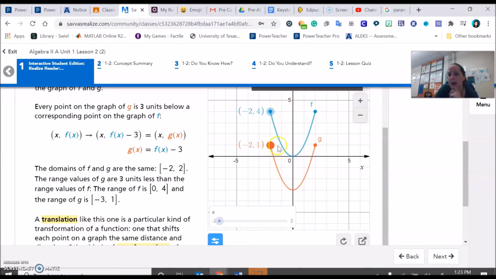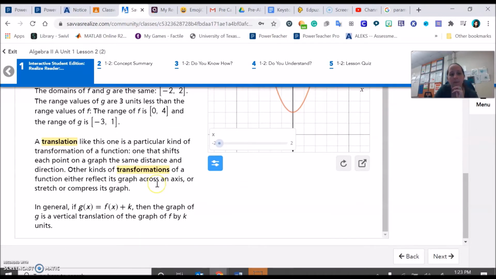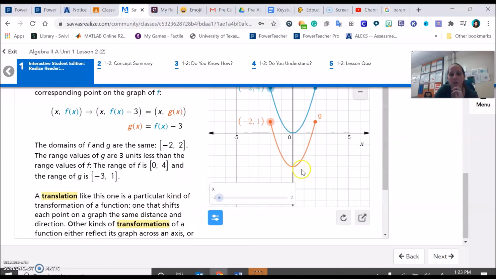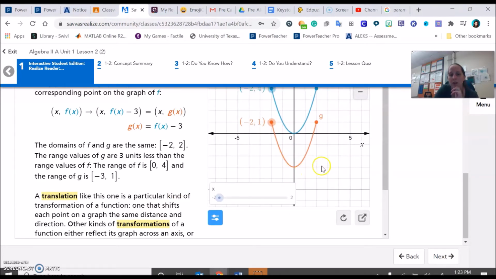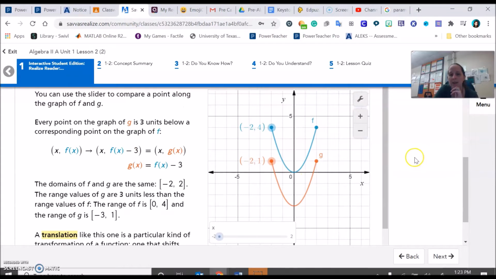Same for g. My highest point is 1. My lowest point is negative 1, 2, 3, negative 3. So negative 3, 1, because that's my x and then y. Okay? So the range is negative 3 to 1. And then the domains are the same.